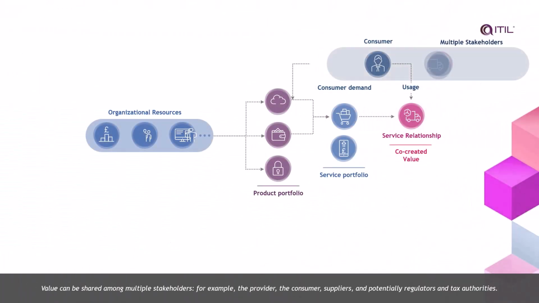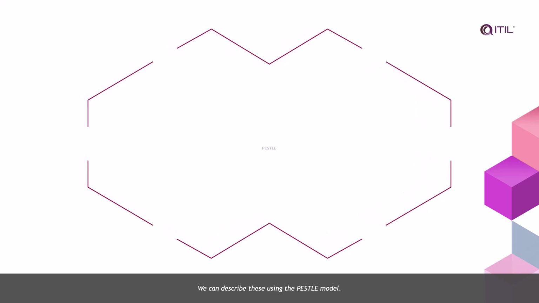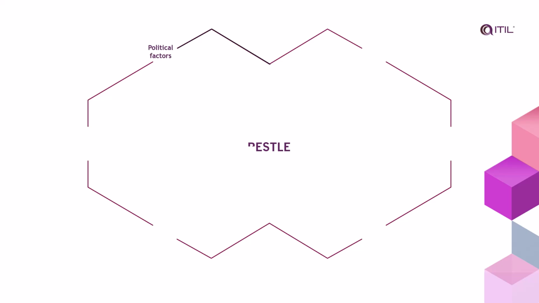Value can be shared among multiple stakeholders, for example, the provider, the consumer, suppliers, and potentially regulators and tax authorities. In turn, these stakeholders exert influence or constraints on the service provider. We can describe these using the PESTLE model. Political, economic, social, technological, legal, and environmental factors can impact the way the service provider manages its work and resources.